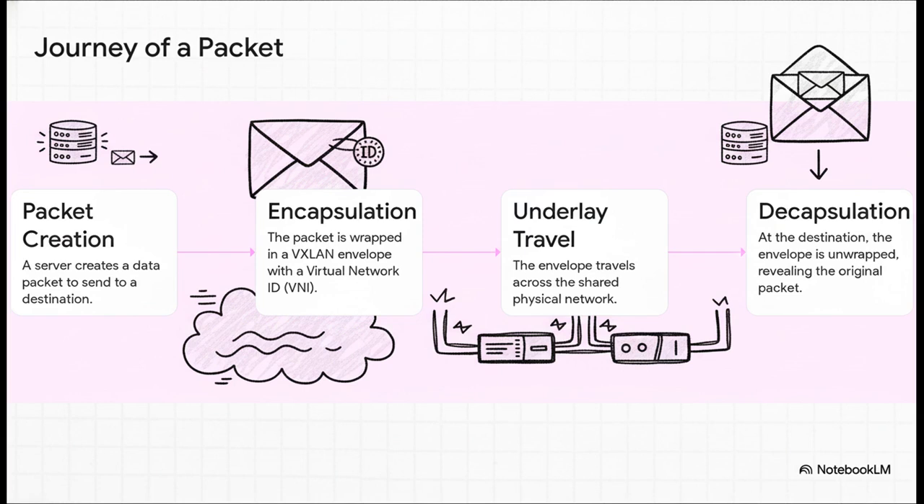Let's follow a single packet. Your server creates some data. Before it goes anywhere, the cloud platform wraps it up in a virtual envelope. This envelope gets a special tag, a virtual network ID, that's totally unique to your VPC. Now, the physical network just sees the envelope and knows where to deliver it. Once it arrives at the destination, the system unwraps it, and there's your original private packet, completely untouched.